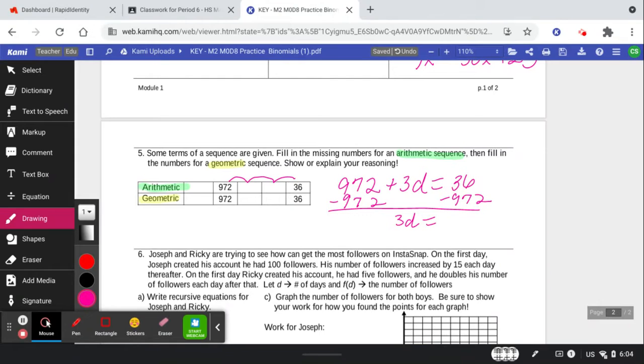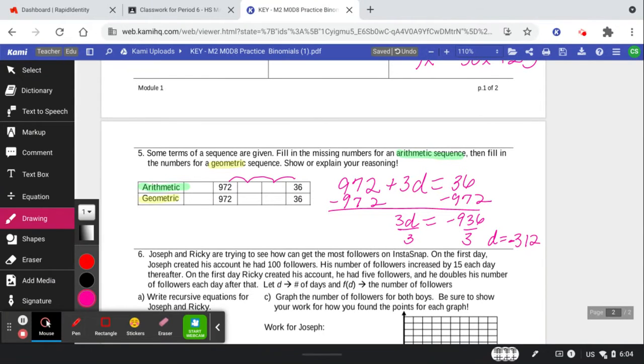So I'm grabbing my calculator right now. 972 minus 36 is negative 936. Dividing by 3, divided by 3 is 312. My common difference is negative 312, and so that's what I'm subtracting by.